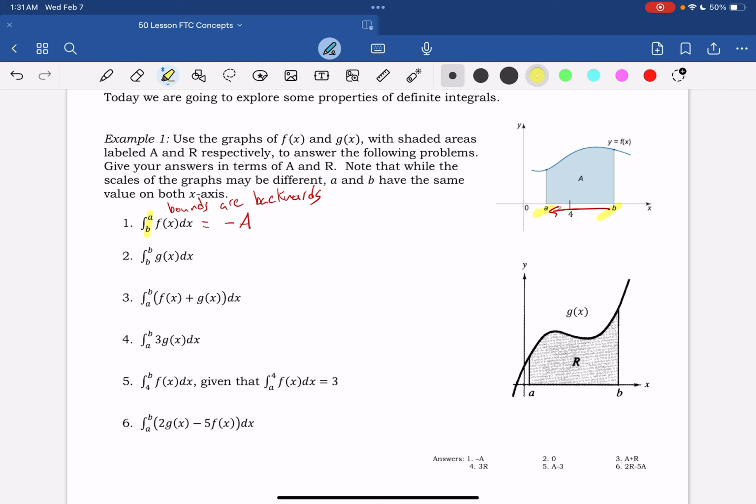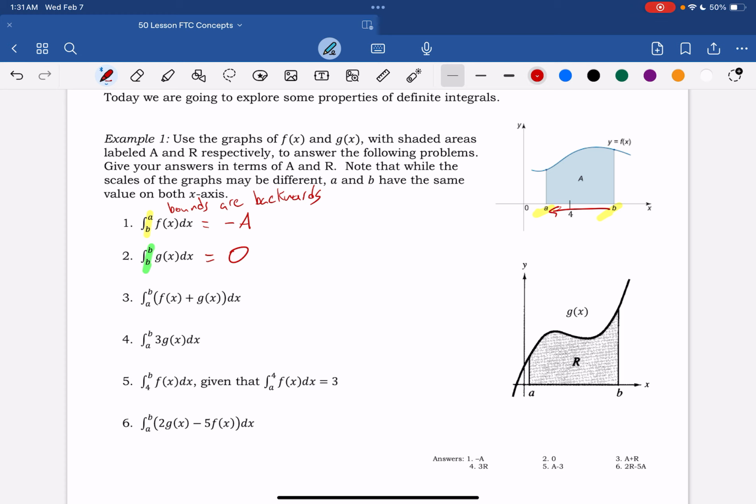Whatever the value of that area is that's provided for us, A, we would just need to negate that. Okay, once again, we want to take a look at the bounds here, and we notice that the bounds are the same. If your bounds are ever the same, then your area is 0. For 3, we can see that the bounds are different numbers. They are also in the correct order, but now we have two different functions within the integral.